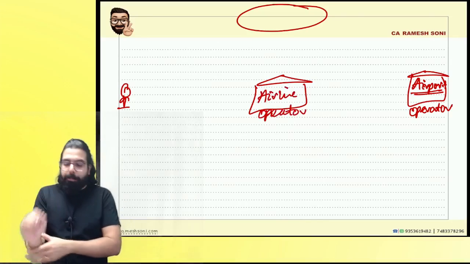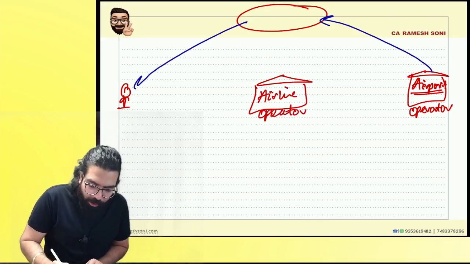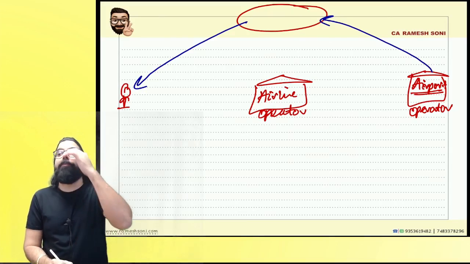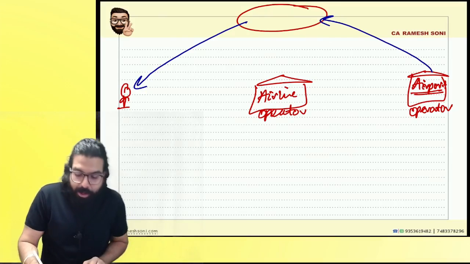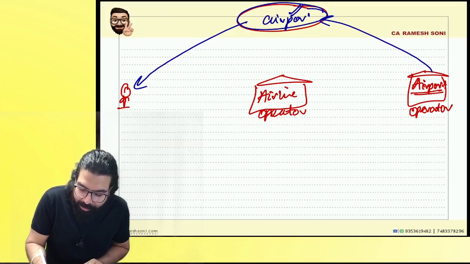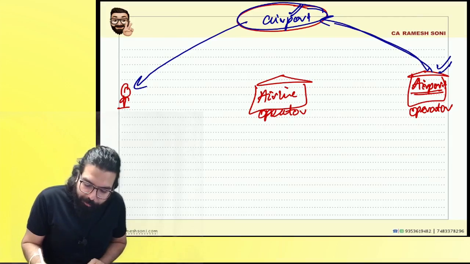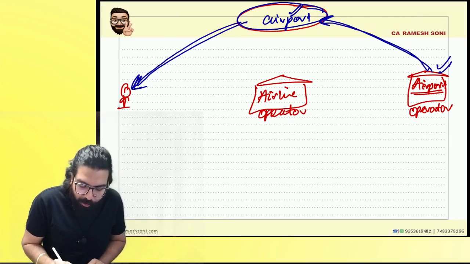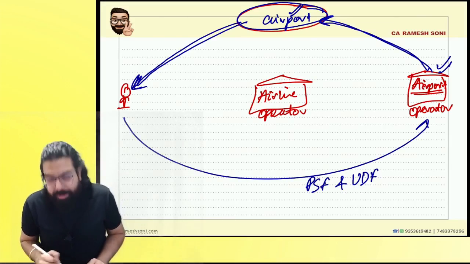Now, what happens? Airport operators provide you various services at the airport. Yes or no? And from you, what they collect is PSF and UDF, passenger service fees and user development fees. This is the airport, managed by the airport operator. Airport operators provide you various services at the airport, and for that they should collect from you what? PSF and UDF. Are we clear, everyone?